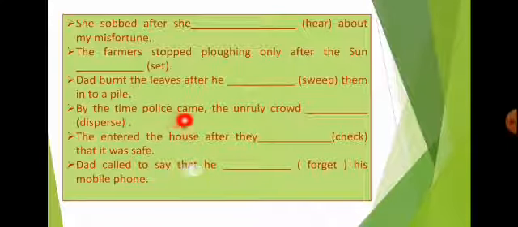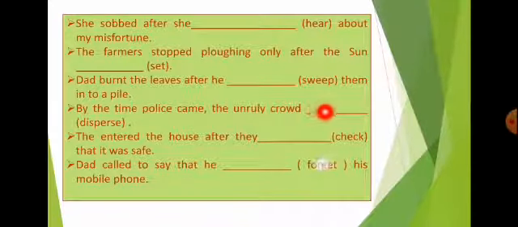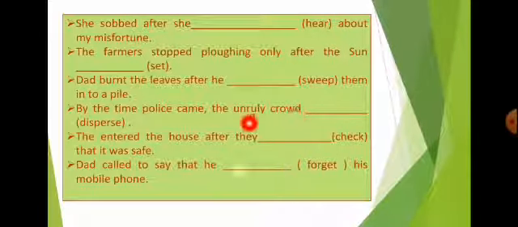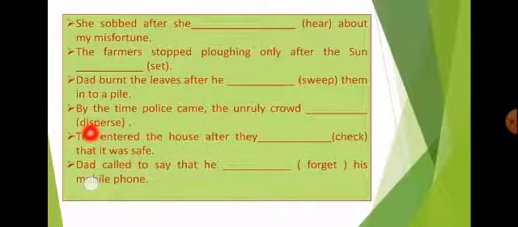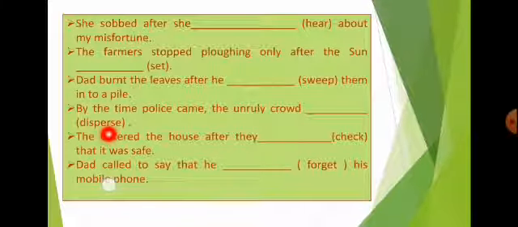By the time police came, the unruly crowd had dispersed. In this sentence, first we will underline came. That is the past tense verb, means second form of the verb. Then in the blank we will write had, that is the helping verb of past perfect tense, and we will change first form of the verb into third form of the verb, that is dispersed. Had dispersed.